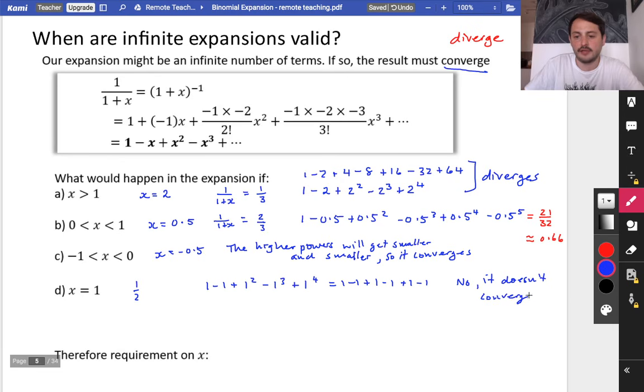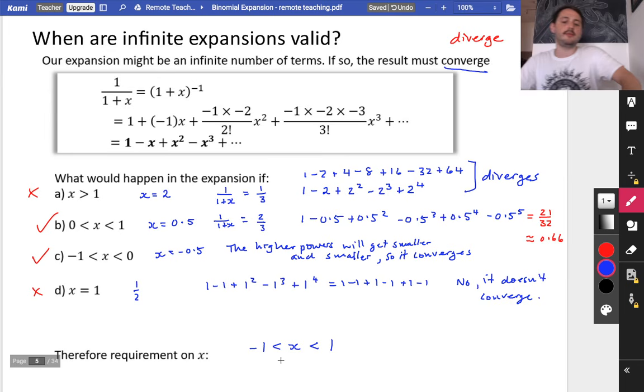So, looks like the only ones that actually converge are this one and this one. This didn't converge and this didn't converge. These ones actually give us good estimates. The one at the top and the bottom do not. So the requirement that we have on x, combining these two inequalities that we've got here, is that x needs to be greater than -1 and less than 1. Has to be in between these values.